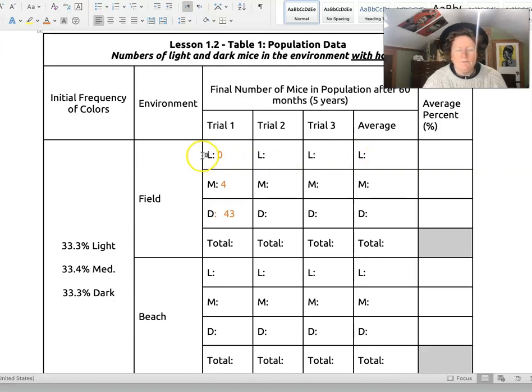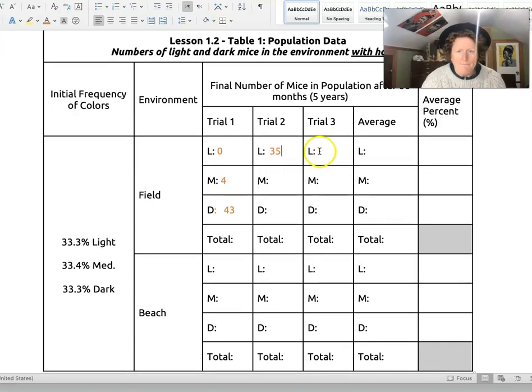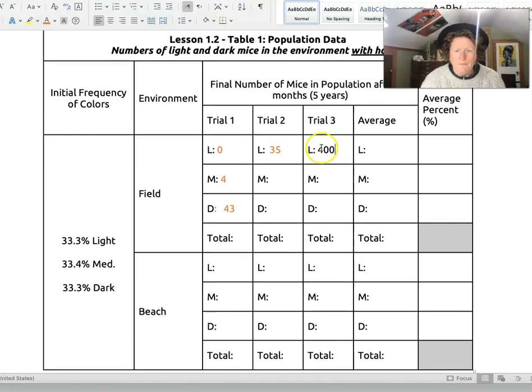So to take the average number of light mice, I'm just going to put in some ridiculous numbers. Don't take these numbers because I don't want you to use them. These are some ridiculous numbers. Don't copy them. I'm going to say that again. These are ridiculous numbers. Don't copy them. But I'll show you how to average.